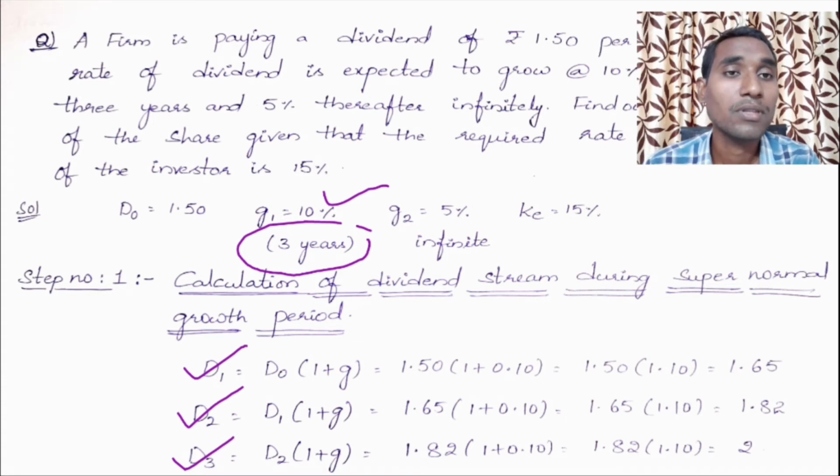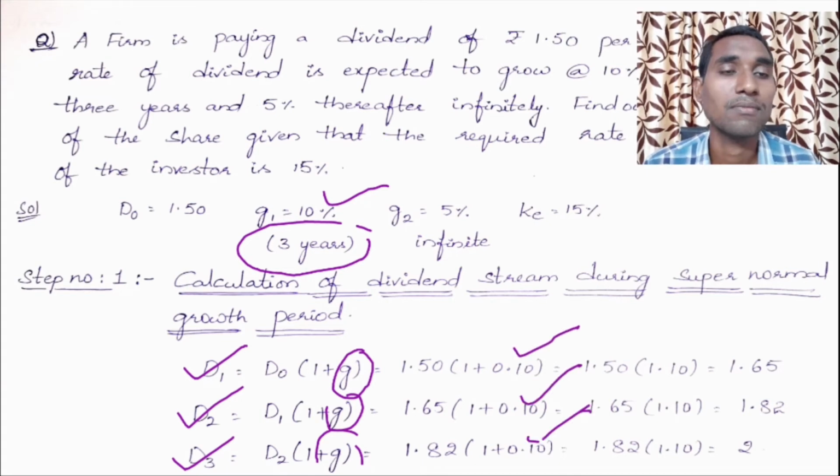One more thing. Here in the formula there is g and g. In this place you will use the supernormal growth rate, that is 10%, 0.10, 0.10, 0.10. You should use only the supernormal, the first growth rate, because for the first 3 years the dividends are growing at a supernormal growth rate. So the first growth rate should be utilized for calculating the first step.